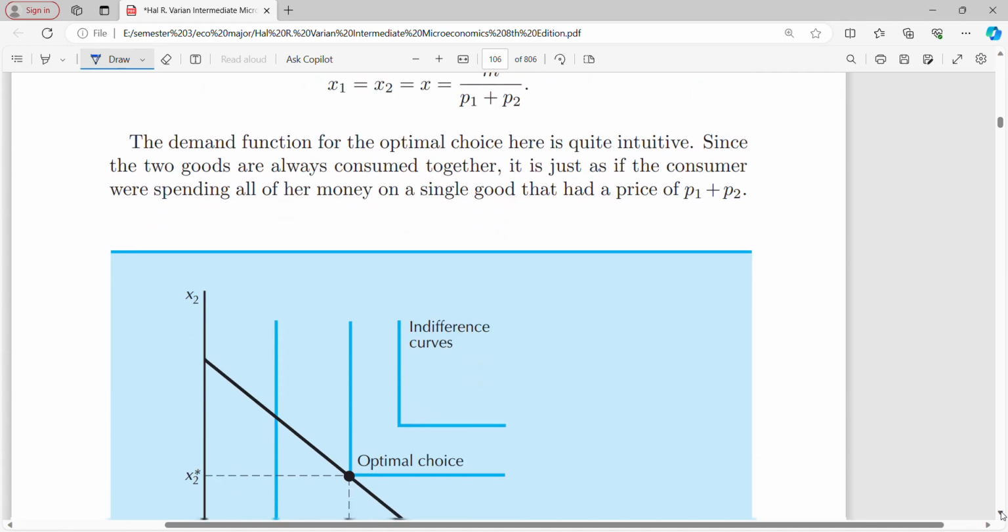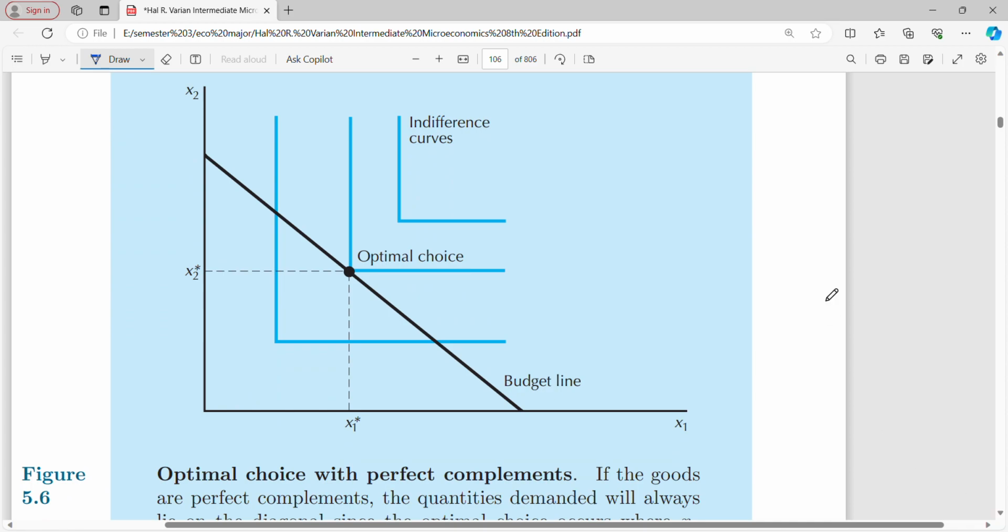Next is perfect complements. We know the indifference curve is in the L shape, so I'm not explaining it again and again. In perfect complements, the thing we know is that X1 is equal to X2. Here we are citing the example of 1:1, left shoe and right shoe. In other cases, like 1 car, 5 liters of petrol, 2 cars, 10 liters of petrol, there are examples like that, but for convenience we are citing the example of left shoe and right shoe.